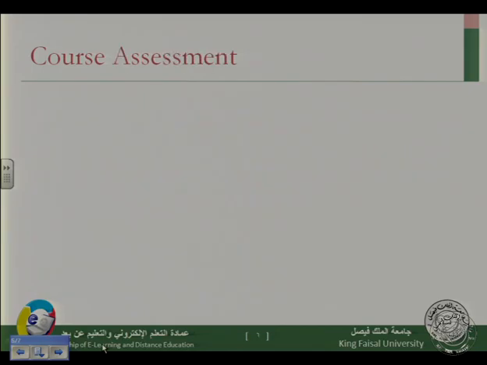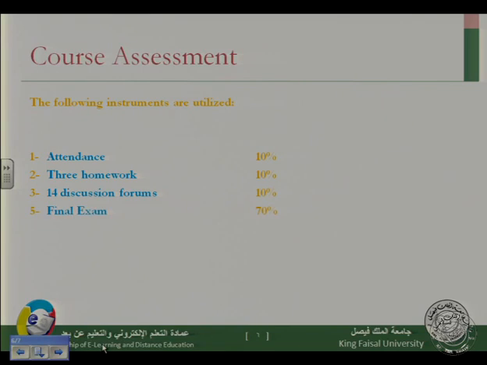Course assessment, as usual, you would know that the following instruments are utilized. Attending the lectures, recorded or live, 10%. Three homework, 10%. Four discussion forums, 10%. And the final exam, 70%. Sorry, it's 1, 2, 3, 4, not 1, 2, 3, 5. So this is the assessment of the course.